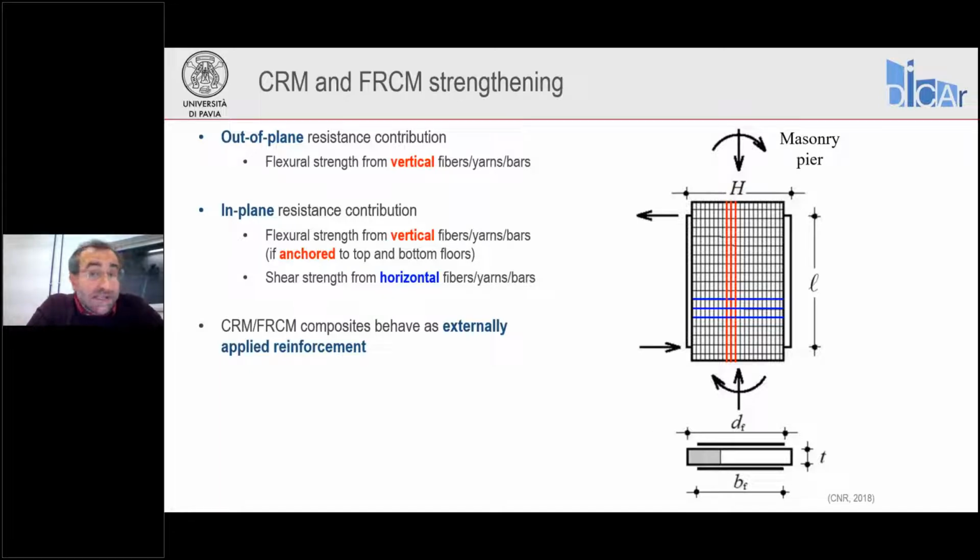So we can basically say that adding a CRM or an FRCM overlay to a masonry element is like adding an external reinforcement, as these materials have tensile strength. So it's like adding external reinforcement to the existing unreinforced masonry.